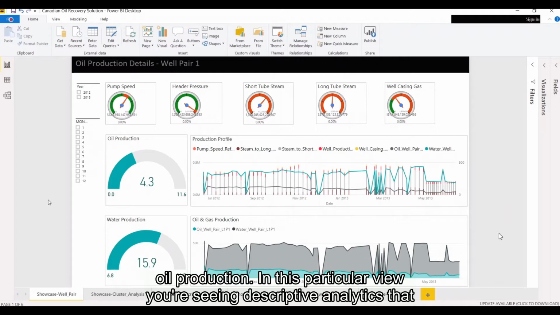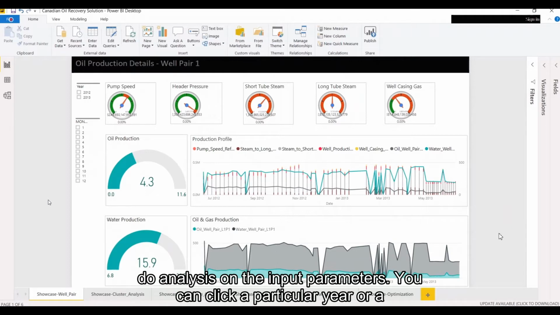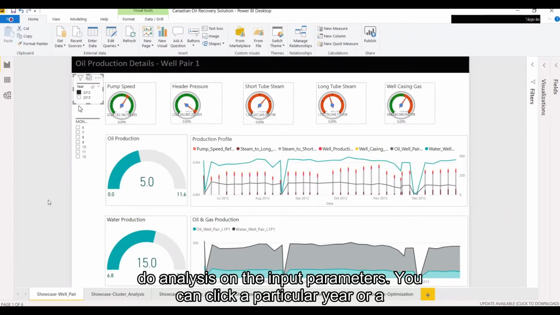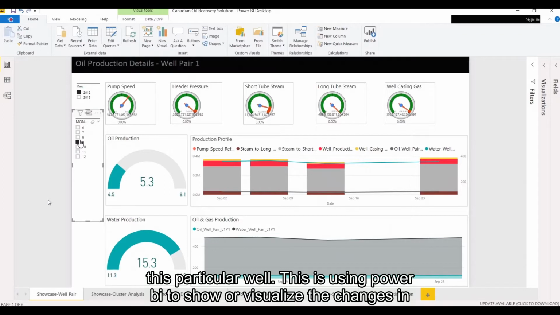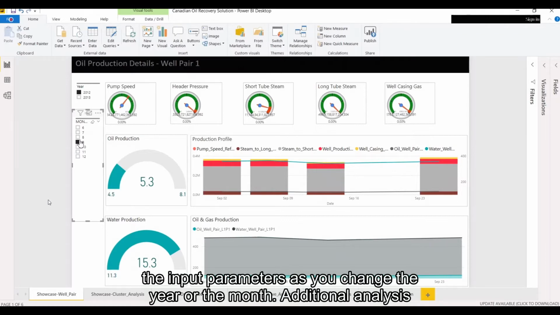In this particular view, you're seeing descriptive analytics that do analysis on the input parameters. You can click a particular year or a particular month and see what oil production and water production was in this particular well. This is using Power BI to show or visualize the changes in the input parameters as you change the year or the month.